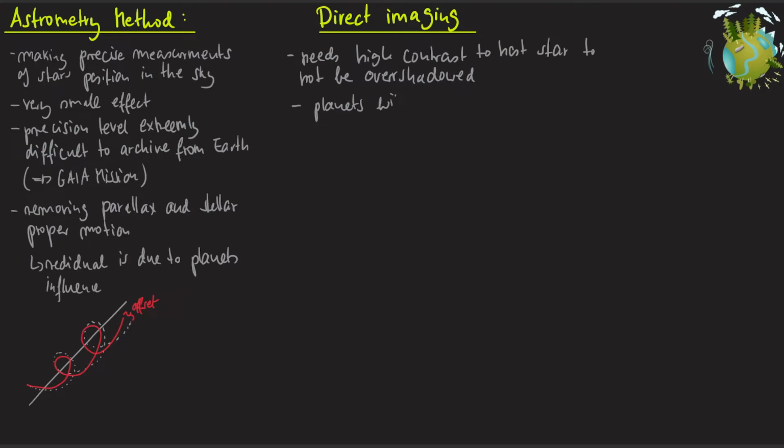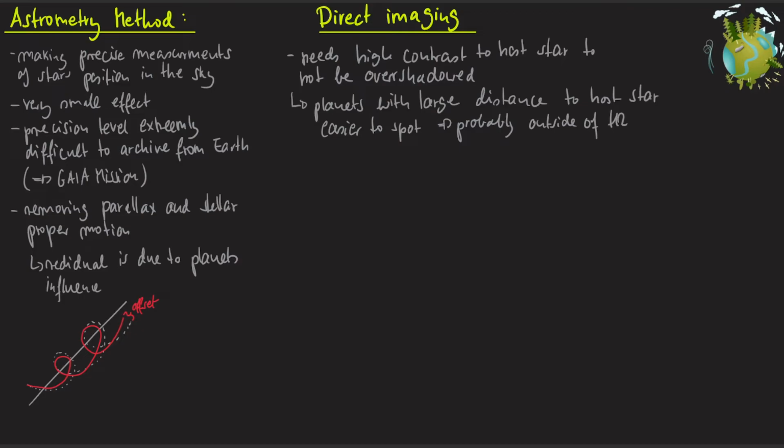For a planet to not be overshadowed by the host star, it needs to be further out. Planets close to the host star are not as likely to be detected with this method. And planets with a large distance that is needed to get the kind of contrast we need will probably be outside of the habitable zone again. So we might find an exoplanet this way, but probably not one that has living conditions like on Earth. Also, we have to make sure that the planet is actually bound to the system. That it's not something else.